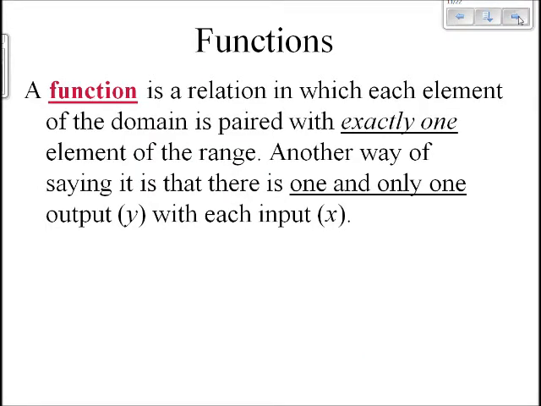Now we're going to talk about functions, and functions are very special relations. They are a relation in which each element of the domain is paired with exactly one element of the range. Another way of saying it is that there is one and only one output with each input. So that's saying that x cannot be paired with 2 different y's. So the example that we just saw was not a function where it had -3 paired with 4 and -3 paired with 3 and negative. X cannot be a 2-timer, okay? X cannot be paired with different y's.